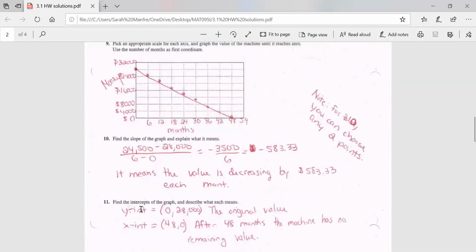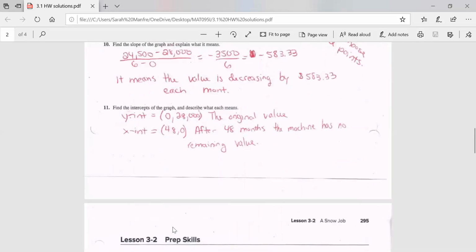All right, find the y-intercept and the x-intercept. The y-intercept is (0, 28,000). That's the original value of the car. It's the starting point of the graph. The x-intercept is all the way down here where it crosses, and it crosses at 48 months. What does it mean? At 48 months, the machine will have 0 remaining value, which makes sense because we found that it takes 4 years to have no value, and 48 months is the same as 4 years.